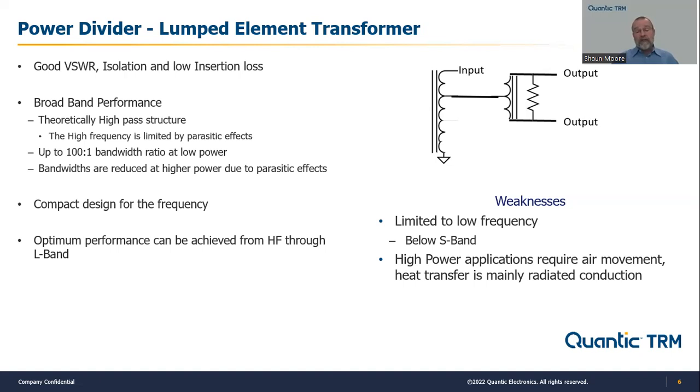In addition to that, the higher power that you're going to run through these, the larger the core needs to be, and therefore the parasitics increase and the bandwidth decreases. So a very high power ferrite-based device will have much lower bandwidth than 100 to 1. A low power device can go up to about 100 to 1.